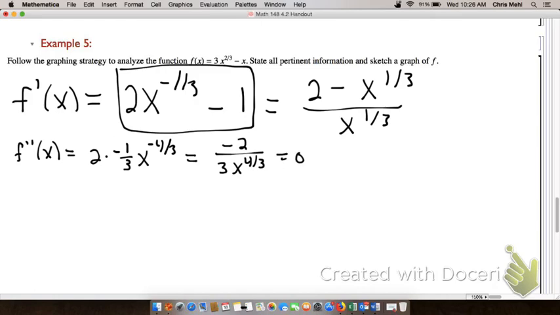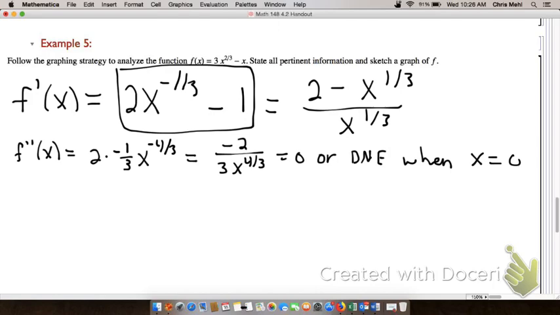And this equals 0, or is undefined, only, and I think it's pretty easy to see, when x equals 0. Let me just rewrite that a little smaller. It's 0 or does not exist, same as undefined, when x equals 0. So that's the only partition number for the second derivative.